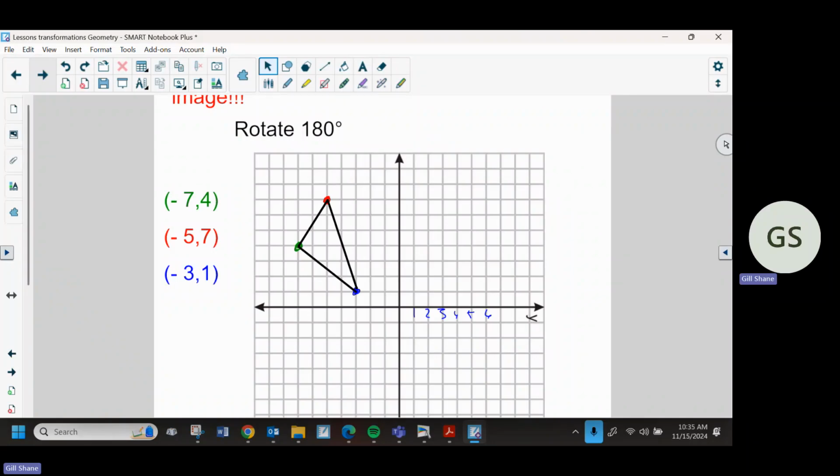There's a different rule for that. None of the rules are the same. It's always a different rule. Clockwise and counterclockwise. It's a great question.